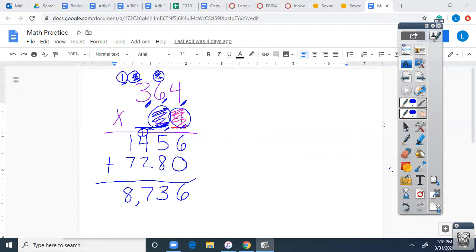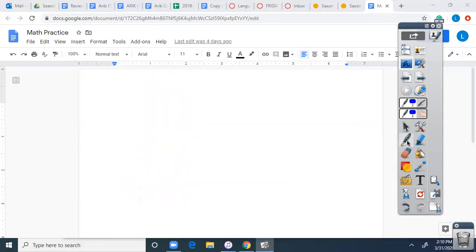8,736 loaves of bread. Okay, lots of bread. All right, we're going to do another example. We're actually going to move on to the lesson practice if you have your textbook. If you have your textbook, follow along with me. If not, that's okay. We are going to do 235 times 24.